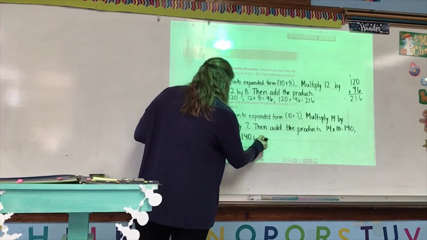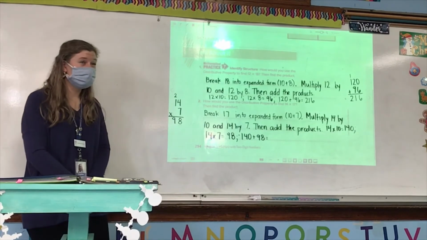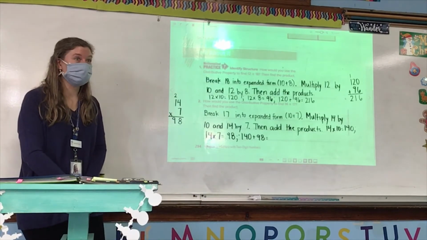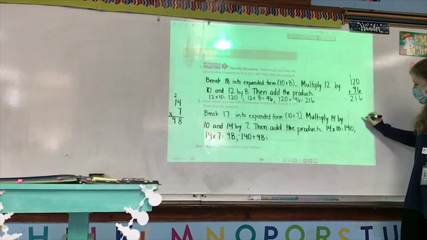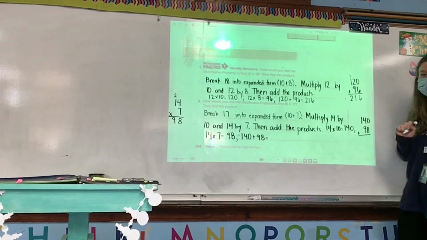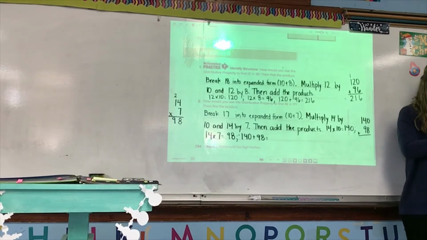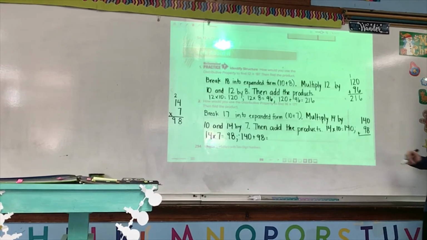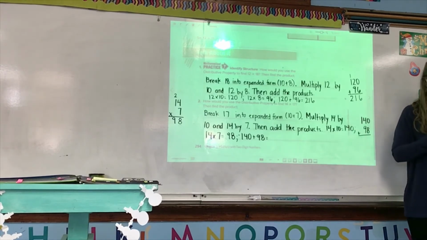So 140 plus 98. Can we solve that sideways? No, we're going to have to do some regrouping. So let's go over here, and let's set it up and down. 140 plus 98. Remember, make sure that you are setting things up neatly so that you don't accidentally add or multiply the wrong digits in the wrong place. So Mason, add them also. Make sure when you're adding that you're adding, and when you're multiplying, you're multiplying.